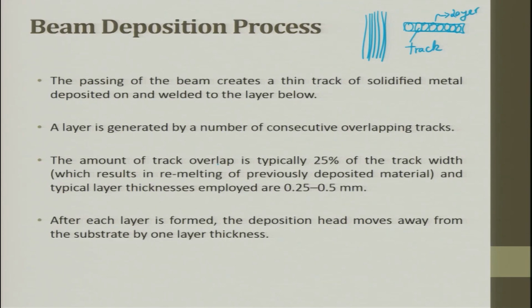The amount of track overlap is typically 25%. So, this helps you to stretch the tracks. So, this is 25% overlap of the track width, and typical layer thickness employed is 0.25 to 0.5 millimeter. After each layer is formed, the deposition head moves away from the substrate by one layer thickness.